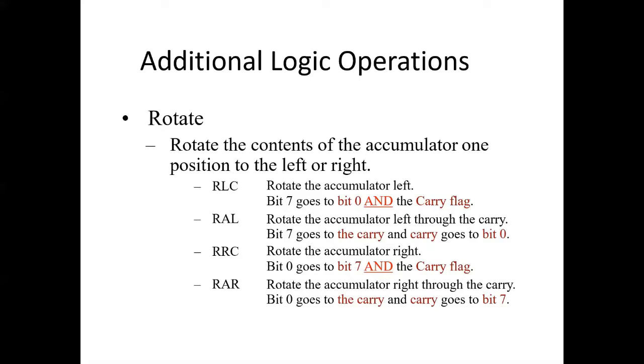For example, suppose accumulator has the value 48H and carry flag has the value 1 before the execution of this instruction. Then after executing RRC, the result will be 24H, which will be stored in the accumulator, and the value of carry flag will be 0. Next is RAR.